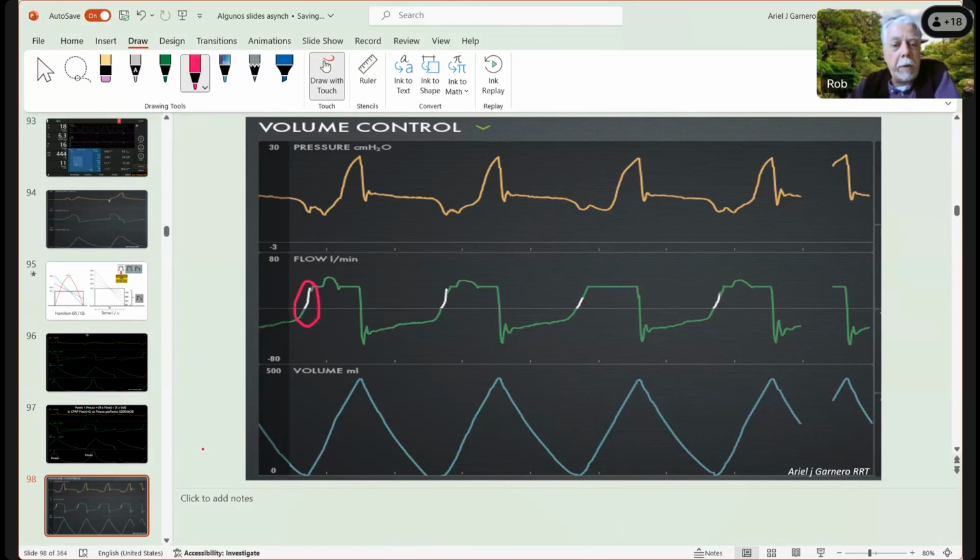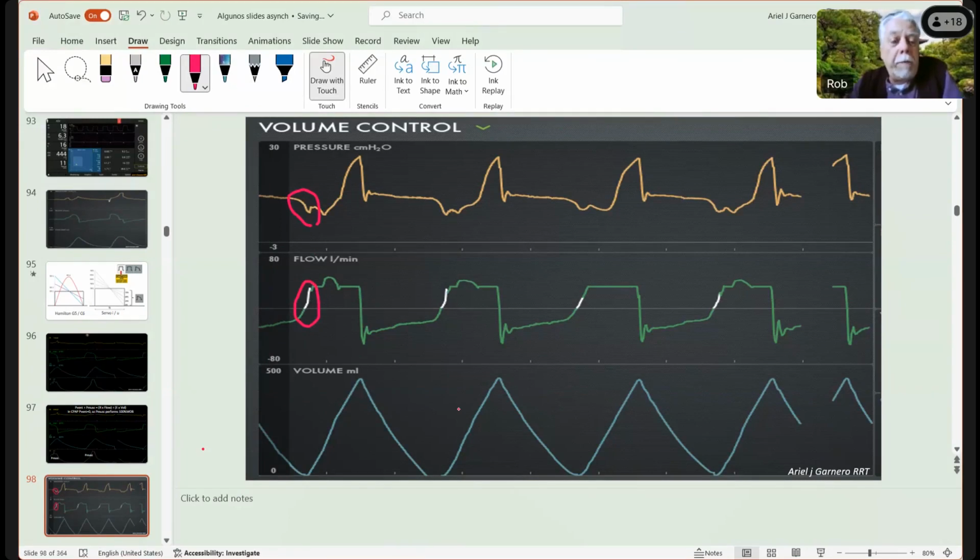Yes, there goes Ariel. That's your flow triggering. It's still time cycling. The airway pressure drops. The little hump indicates inspiratory effort and some work shifting, as Suzanne pointed out. And so that is what we call dual targeting.